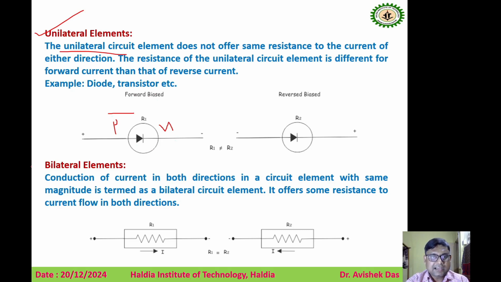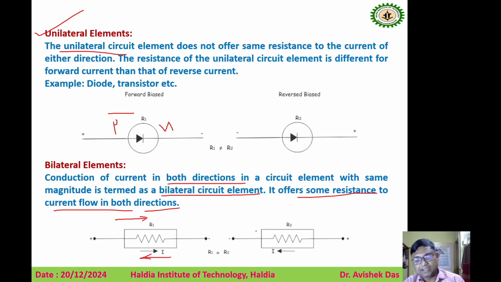But what is the bilateral element? Bilateral elements are elements in which current can flow in both directions. The conduction of current in both directions in a circuit element with the same magnitude is termed a bilateral circuit element. It offers the same resistance to current flow in both directions. An example is the resistance. If you consider one resistance, current can flow from both directions and we get the same amount of current. So resistance is an example of a bilateral element, right?